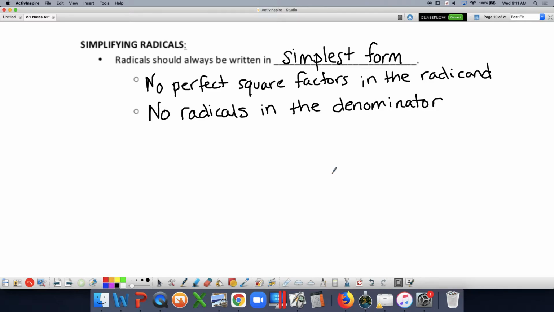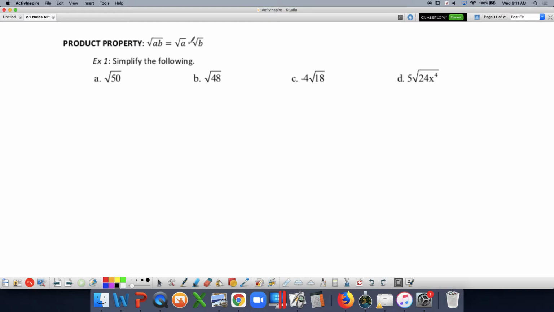So the product property is the first one listed there. I want everybody to simplify A, B, and C on your own. We just went through some of this practice together. So we can break apart a radical, a square root, into its products, the square root of A times the square root of B. So we did this before. Simplify A, B, and C all on your own.